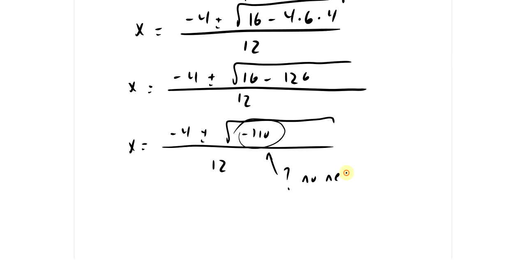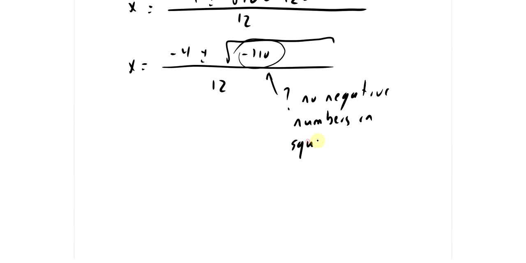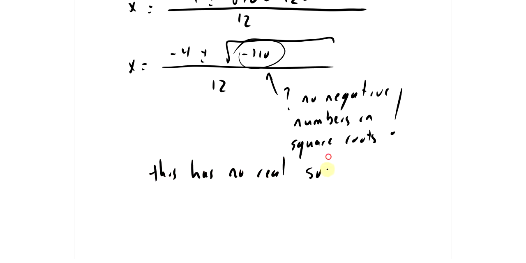And that, no negative numbers in square roots. Can't do that. Okay. Technically you can, but that gets into something called complex numbers, and we don't really want to go there. So for us, we just say this has no real solution. So if you get a negative number inside the square root, then there's no real solution to it.